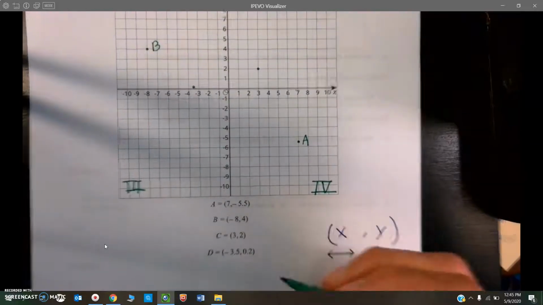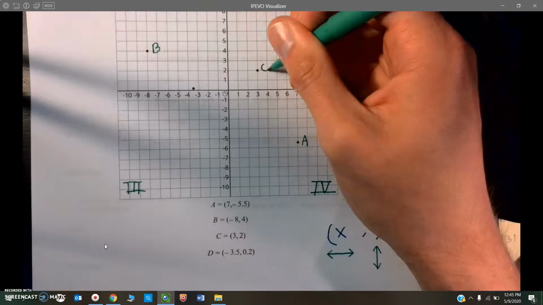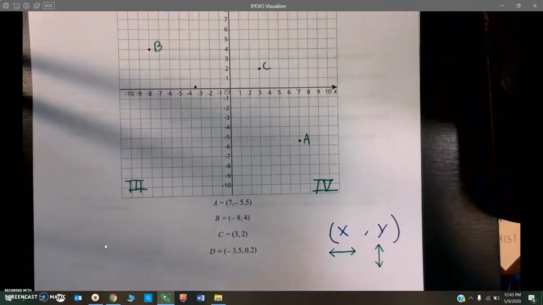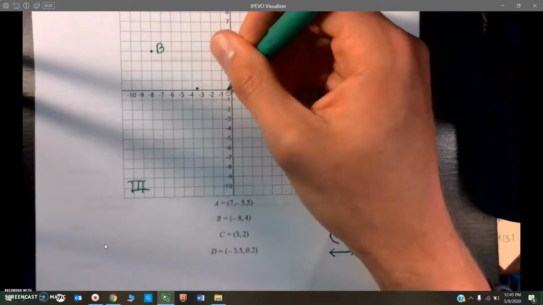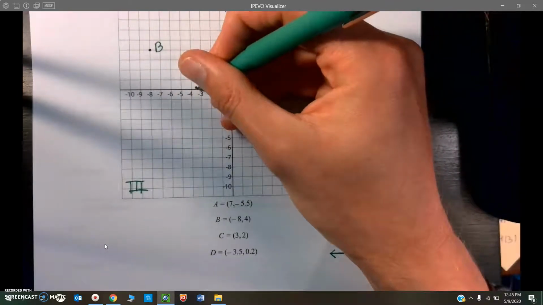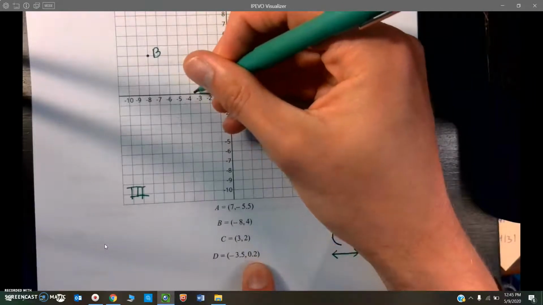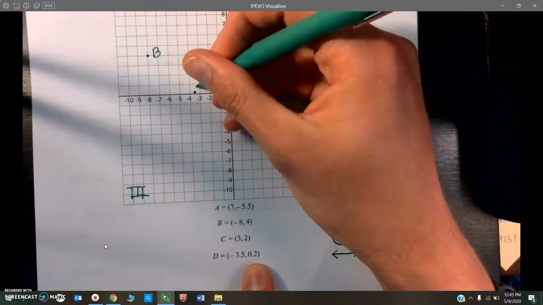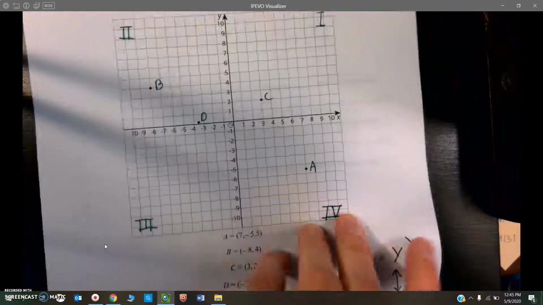C is +3 and 2: over 3, up 2. And finally, D, that is -3 and 5/10. So back 1, 2, 3, and then a half, and then up 2/10. You can see it's just a little bit off that line there. And there's D. Okay, on to the next page.